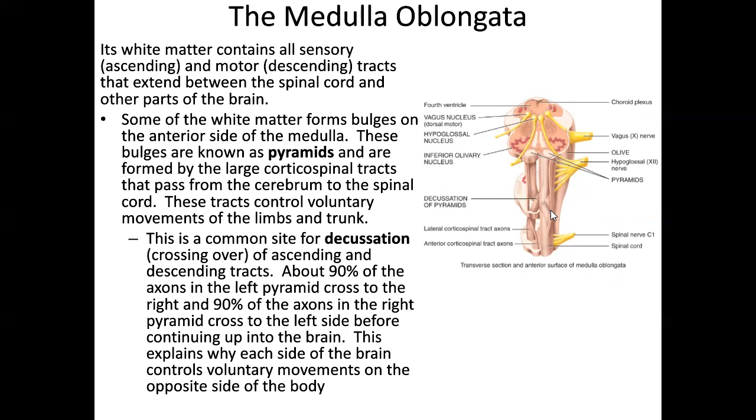About 90% of the axons in the left pyramid cross to the right, and vice versa, 90% in the right cross to the left, before continuing up and down, either into the brain or out of the brain. And if you've ever learned this before, now you'll know why, but the right side of your brain is what triggers motion on the left side of the body. So if you're writing with your right hand right now to take notes, your left brain is controlling that. Or if you're a lefty, the right side of your brain is controlling that.